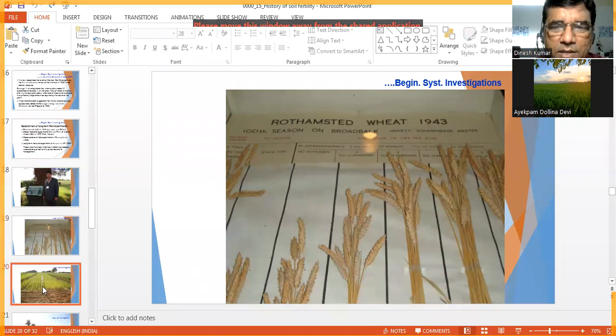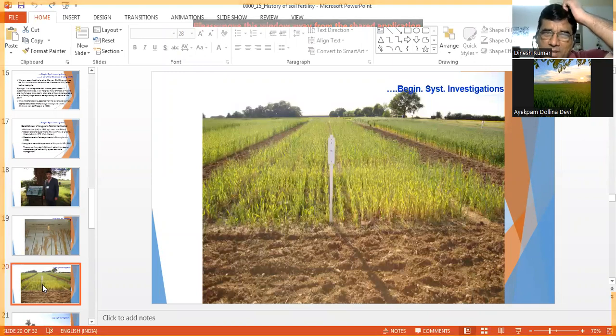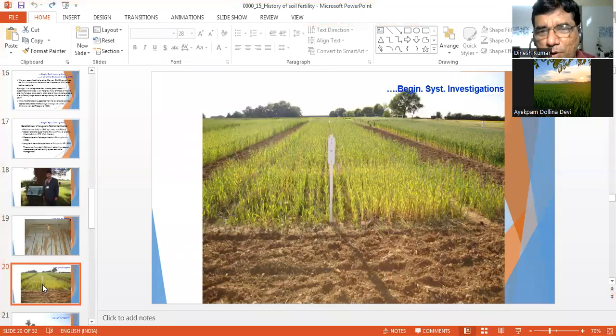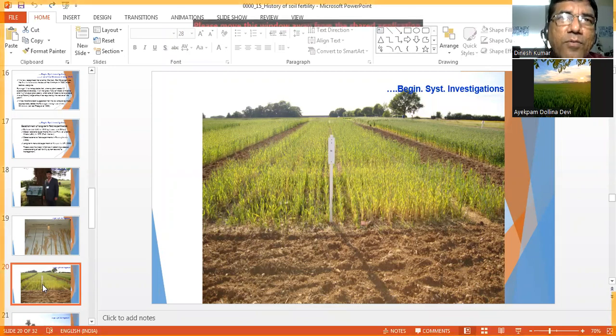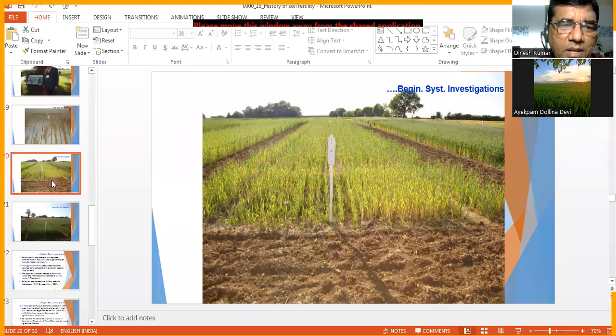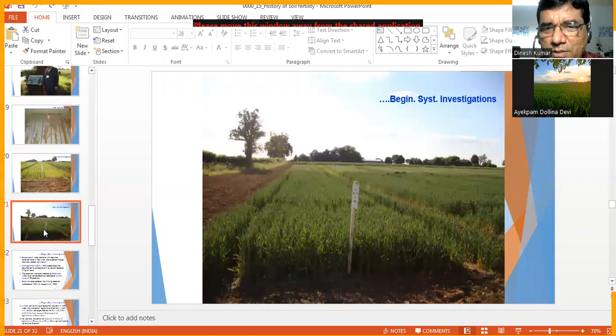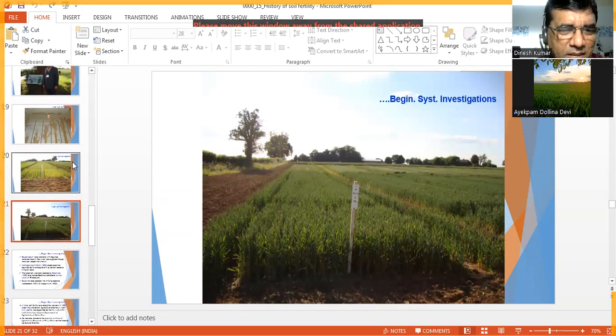And then you can see this control plot in the long-term experiment at Rothamsted. This is the control plot of wheat where they have not applied any nitrogen. Basically they have three treatments. One is control, one is chemical fertilizer, and one is integrated nutrient management, INM, where organic manures and chemical fertilizers are combined.